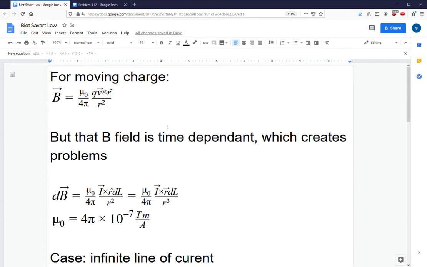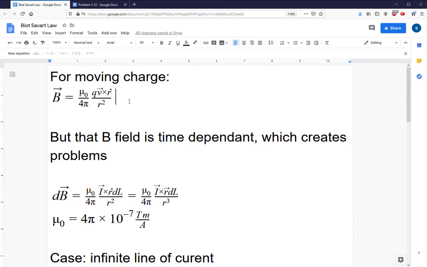With Coulomb's law, we can find the electric field created by a single point charge as kq over r squared. Now, we could do something similar with a moving charge creating a magnetic field. This is the result of some special relativity calculations, which we're probably not going to get into. But the result for a moving charge is given by this formula right here.